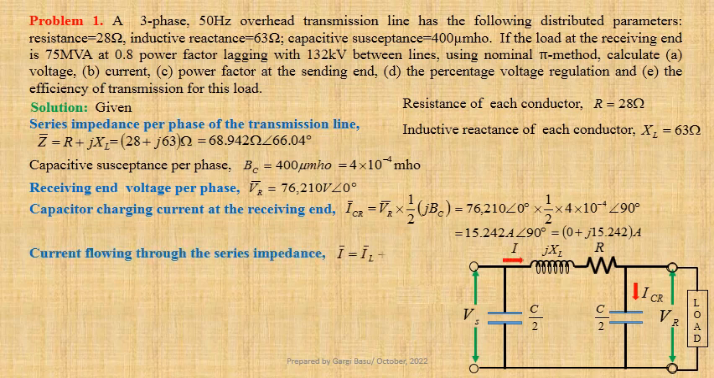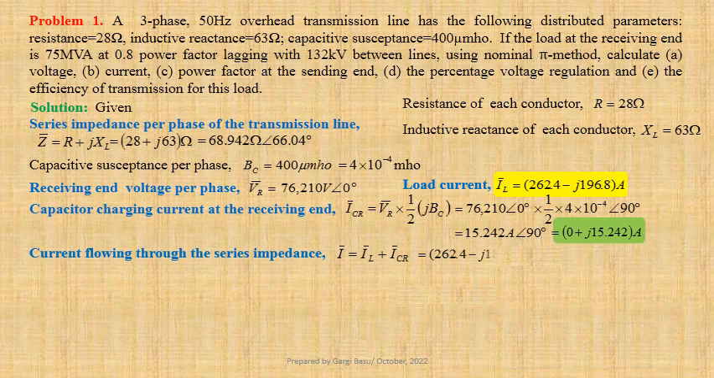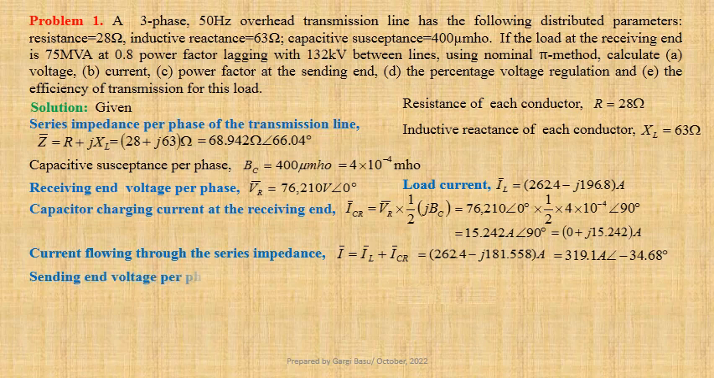Now we shall compute current flowing through the series impedance. I equals IL plus ICR. We have obtained load current IL equals 262.4 minus J times 196.8 ampere. Therefore, I equals 262.4 minus J times 181.558 ampere. This may be written in polar form as 319.1 ampere at an angle minus 34.68 degree.